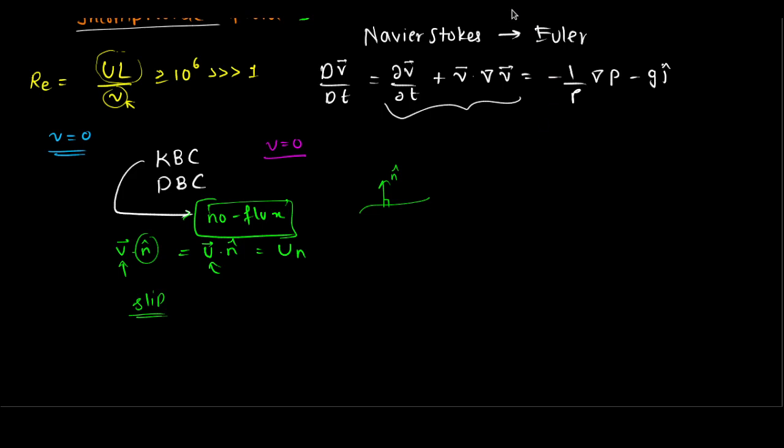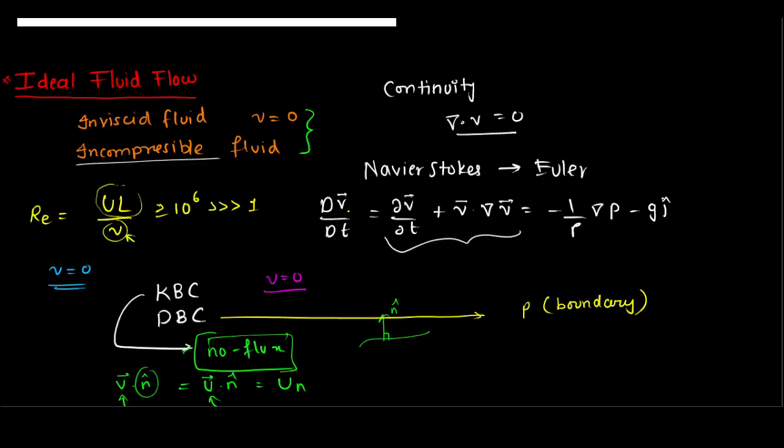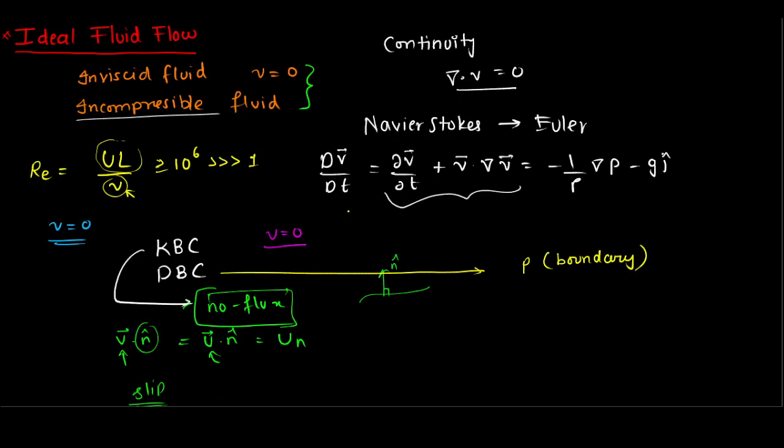Talking about the dynamic boundary condition, the pressure should be given at the boundary in order to solve the equation. Now this is the ideal fluid flow. We have the continuity equation, the Navier-Stokes equation for ideal fluid, the kinematic boundary conditions and the dynamic boundary conditions, and thus this is just a simple partial differential equation which you need to solve. So that's it about ideal fluid flow, and this is a pretty short lecture.